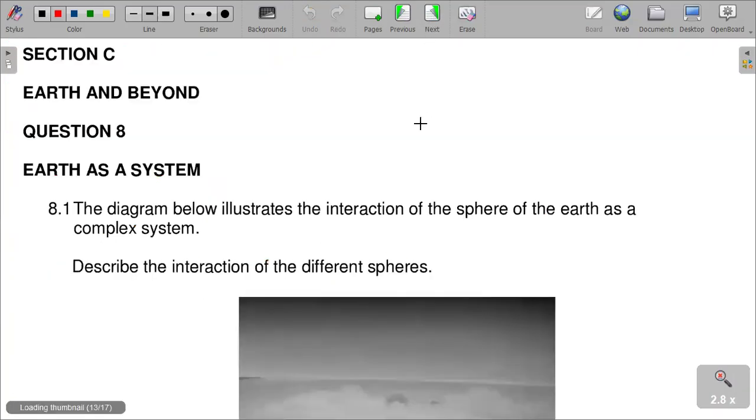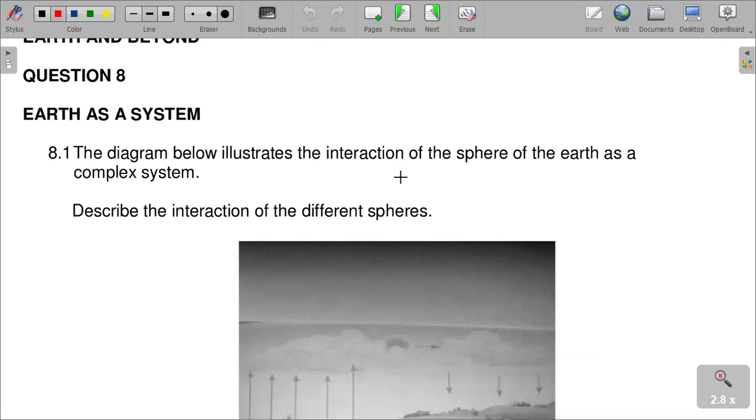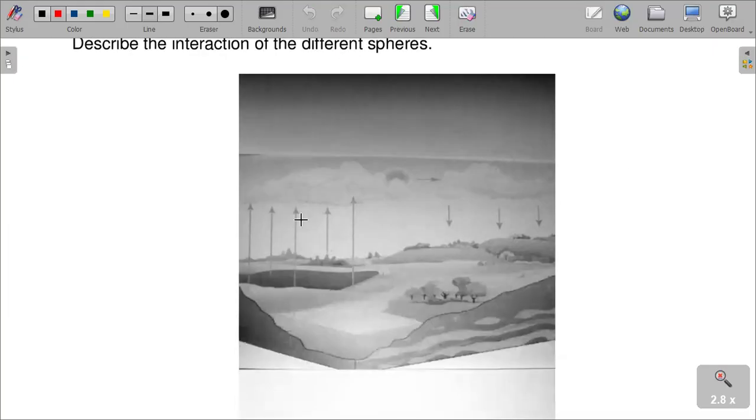So let's go to question number 8. Earth and beyond. Earth as a system. The diagram below illustrates the interaction of the spheres of the Earth as a complex system. I once said that you cannot go to final exams without understanding the spheres of the Earth. Question 8.1, describe the interaction of the different spheres.